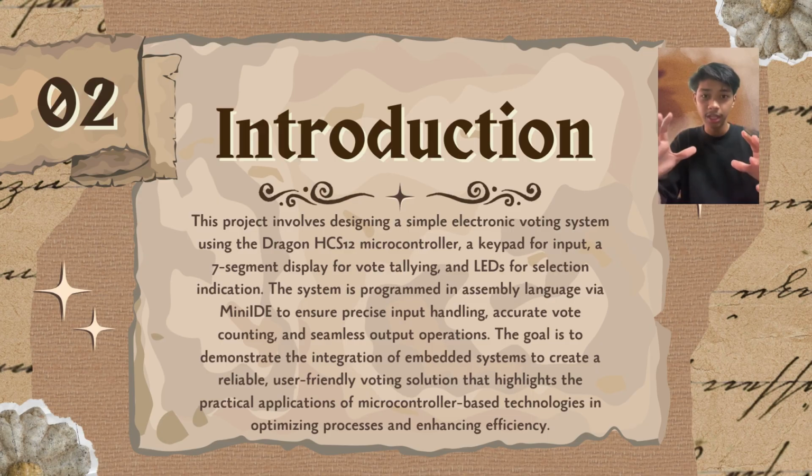For introduction, this project involves designing a simple voting system using the HCS12 DragonBoard microcontroller. For the input, we are using a keypad, and for the output, we are using a 7 segment display, and we are using an indicator for the LED.